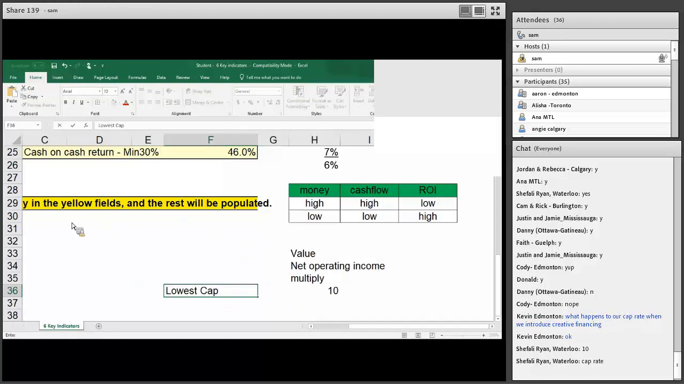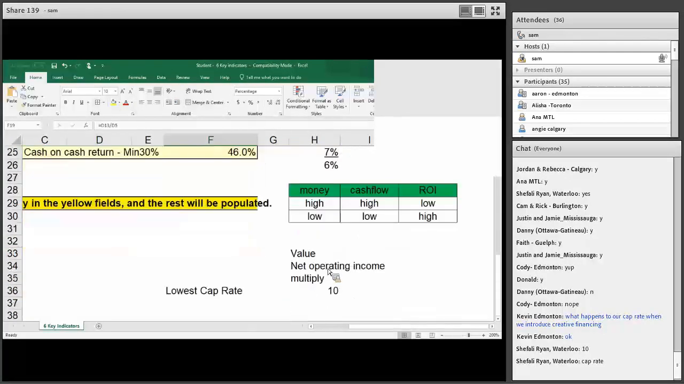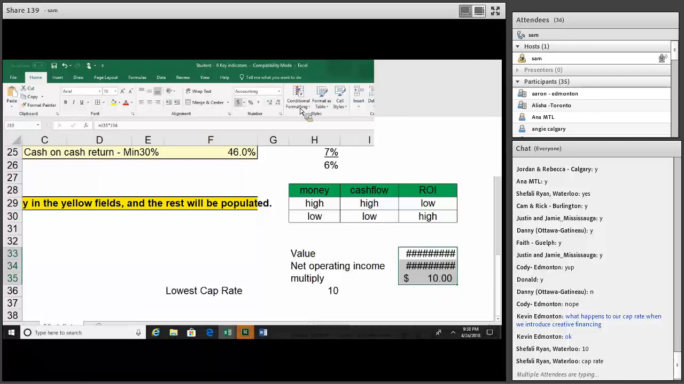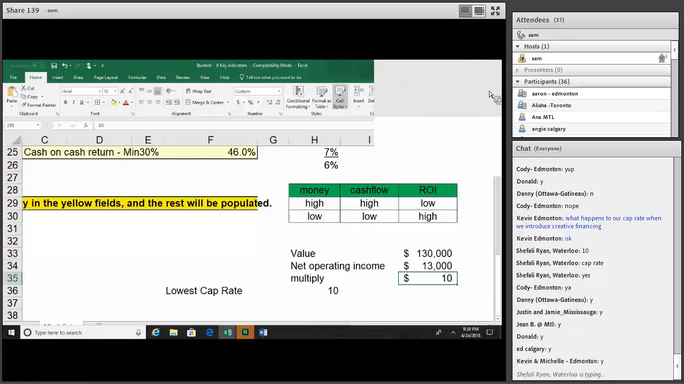Okay? So we want the cap rate to be 10 or higher, right? In this case, it's 13. If our low cap rate is 10, to evaluate a property we simply take 10 times net operating income to give us value. So an example would be the net operating income is $13,000, and we multiply it by 10 as the cap rate. If we do that, it gives us a value of 130. Okay, does that make sense to everybody? Yeah, it's that simple. That's all.